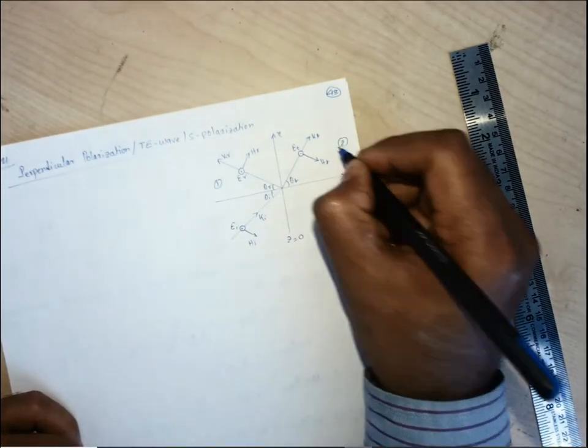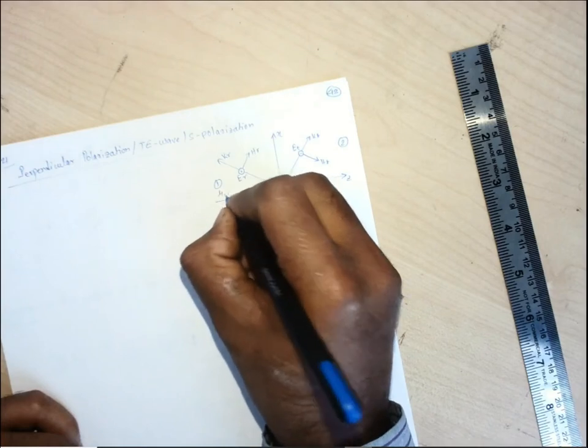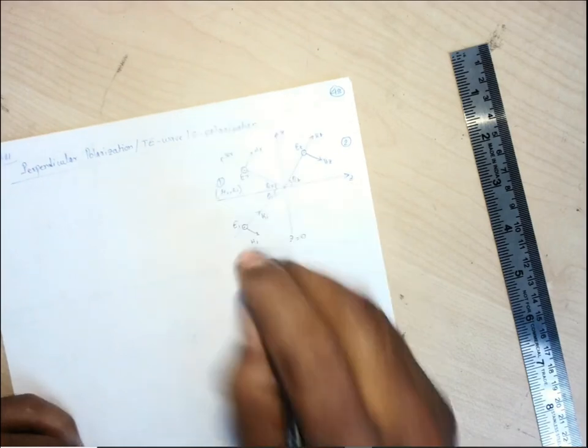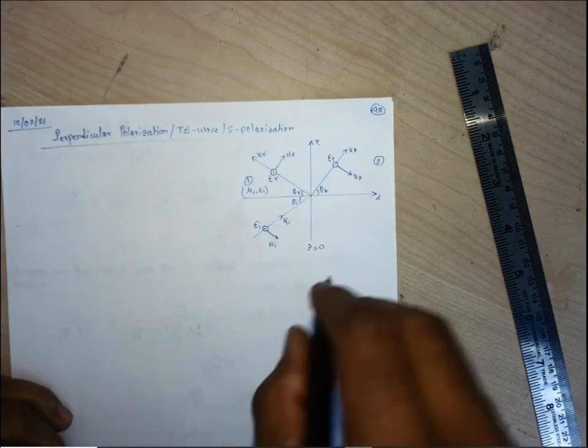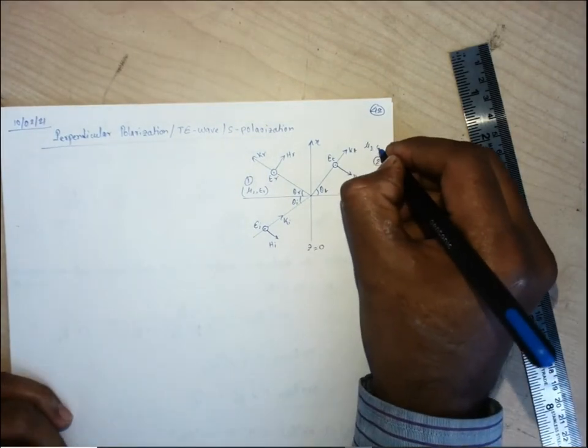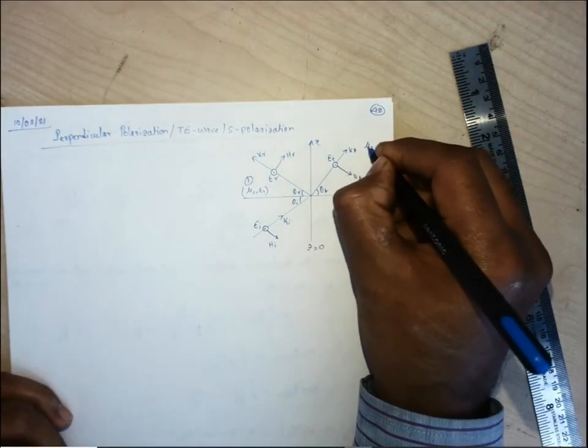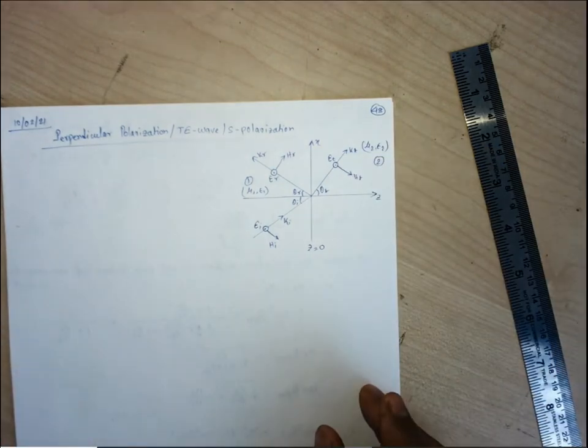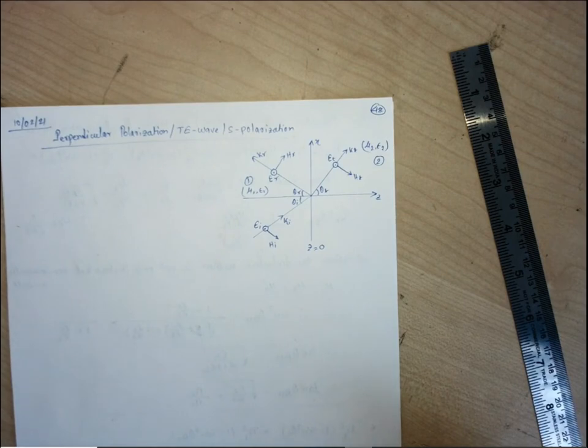Medium 1, medium 2, mu 1 epsilon 1, this one is mu 2 epsilon 2. Okay, so for this case, perpendicular polarization, so obviously the electric field is perpendicular to the plane of incidence.